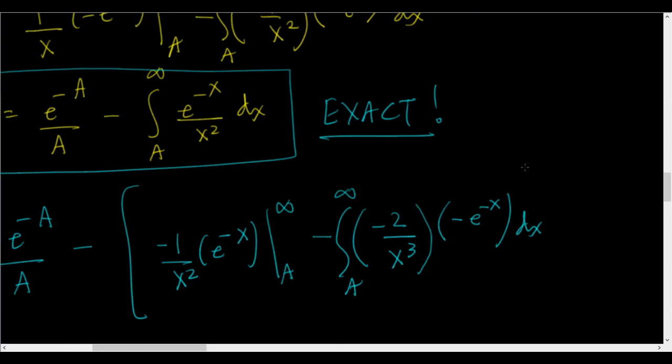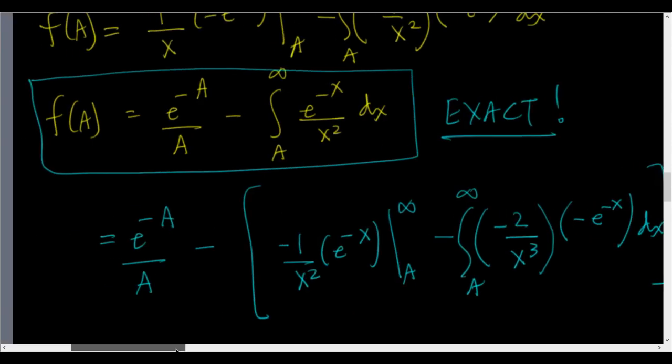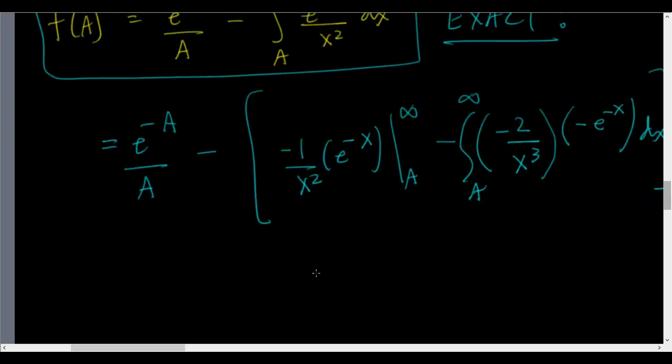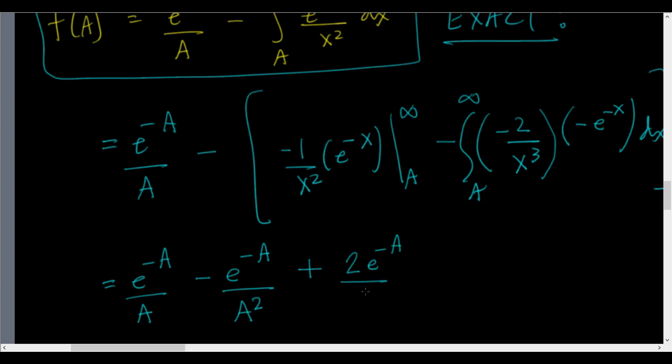Tab. Okay, and so this should give me e to the power minus a by a, minus e to the power minus a by a square, and then I think plus 2 e to the power minus a by a cube, minus factorial 3 e to the power minus a by a to the power 4, plus some error term, and the error term is bounded.